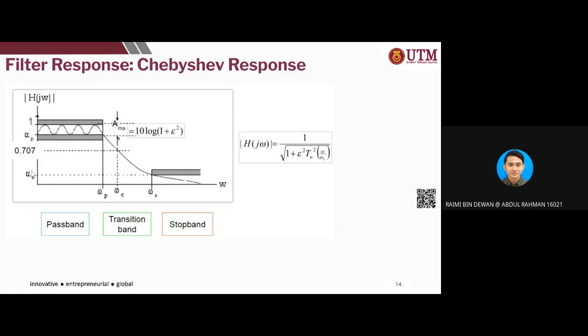And as has been mentioned before, this is your stop band gain and this is your stop band frequency. So the regions are pass band, transition band, and stop band. And the transfer function here is 1 over the square root of 1 plus epsilon squared Tn squared (omega over omega c). For part 1, we will cover until Butterworth filter design only.